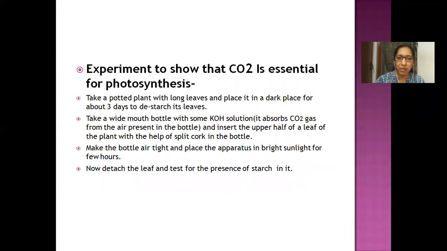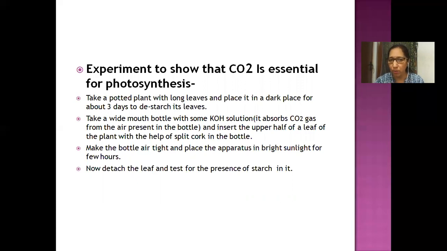The last experiment here is to show that carbon dioxide is essential for photosynthesis. This is the procedure. Take a potted plant with long leaves. Place it in a dark place for about 3 to 4 days to destarch its leaves. Then take a wide mouth bottle. So this is what we are going to do for this experiment.